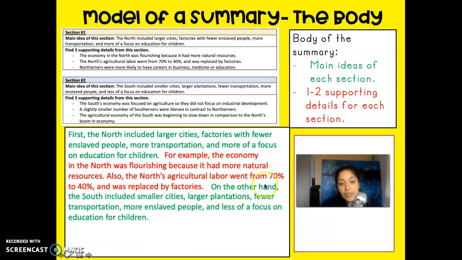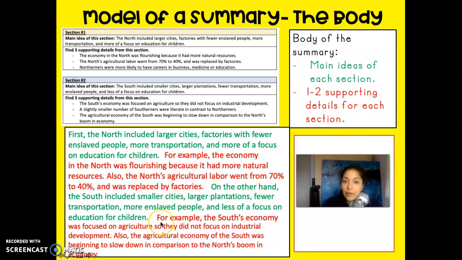On the other hand, the South included smaller cities. See how it's down here. Smaller cities, larger plantations, fewer transportation, more enslaved people, and less of a focus on education for children. So I took the main idea and I wrote it next. Now I need what? I can't hear you. Supporting details. 1 or 2 supporting details that support that main idea.